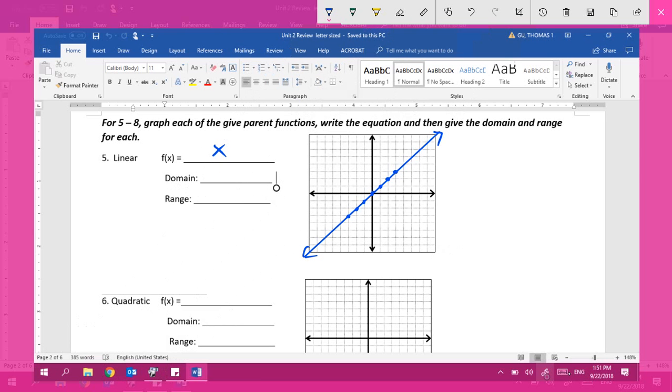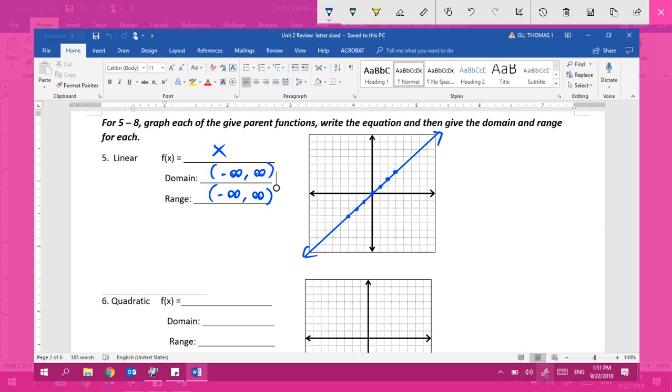All right, what's the domain? What's the furthest left this graph is going? It's going left forever, so -infinity. And what's the furthest right it's going? +infinity. We can see the arrows on both sides. And then what about the range? The range is the same thing. It's going down forever, so -infinity. And the highest point going up forever, +infinity. And this is a linear function.